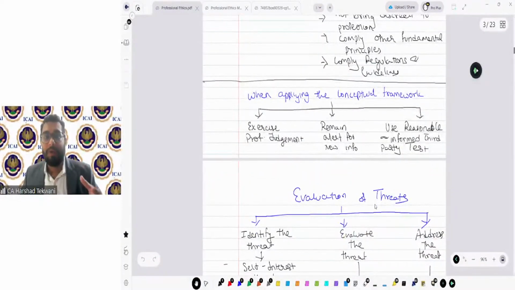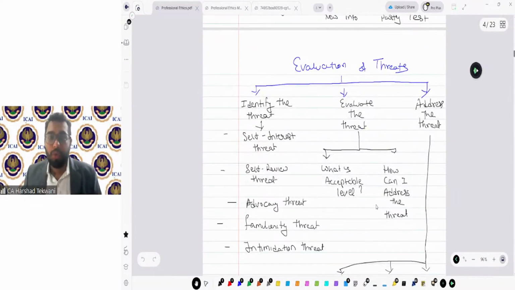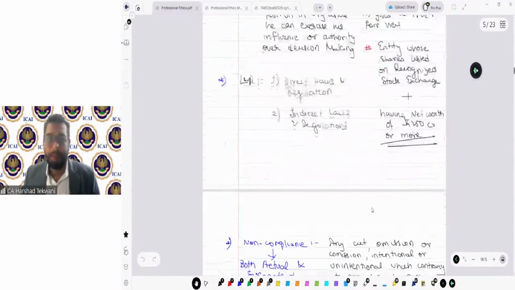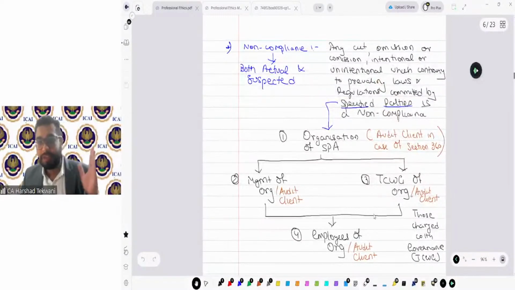We then discussed how to apply the conceptual framework, what to do when we identify a threat, and how to evaluate the threat with respect to identification, evaluation, and addressing the threats. Then we discussed responding to non-compliance with laws and regulations. After that, we discussed both scenarios with laws and regulations, when the senior professional accountant is in employment with a listed entity, plus in case of an audit of a listed entity.